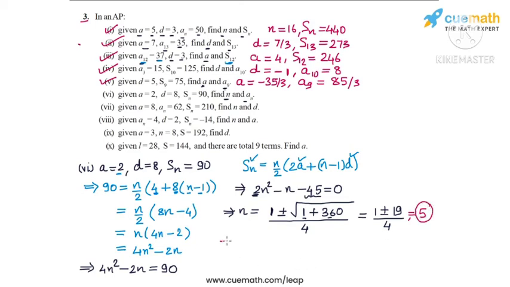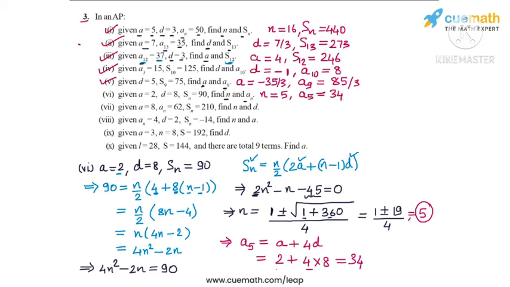And now the other thing we had to find was an or a5 in this case, that will be a plus n minus 1 d or a plus 4d, and a is 2, so 2 plus 4 into d is 8, and this gives us 2 plus 32 or 34. So the answer to part 6 is that n is equal to 5 and an or a5, the fifth term, is equal to 34.